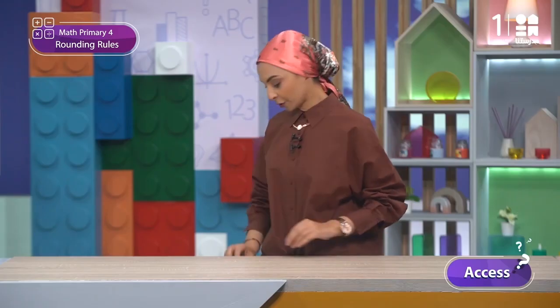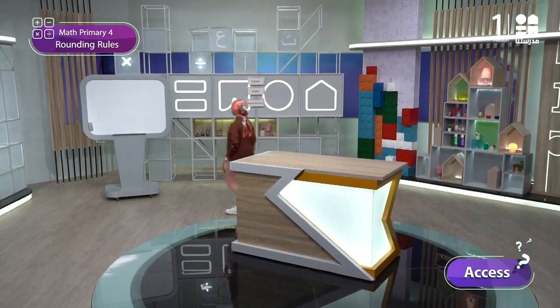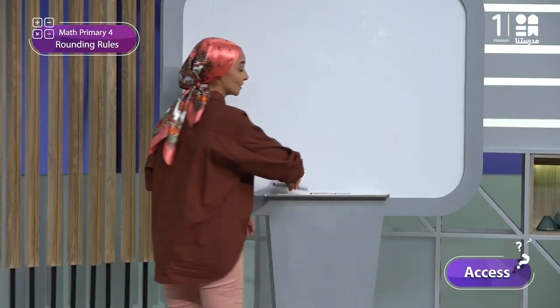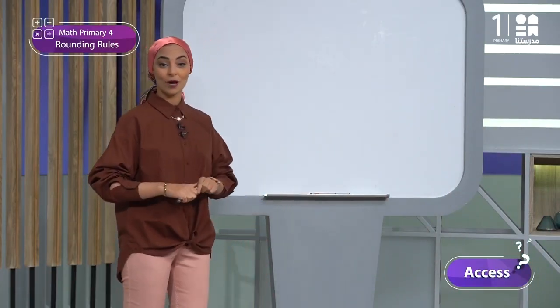After we have written what we learned in primary 3 about rounding and estimation, let's learn some strategies that will help us understand rounding. Now let's see on the board. Now let's see these examples. Let's solve some examples about rounding together.